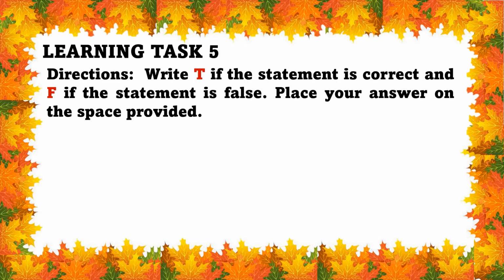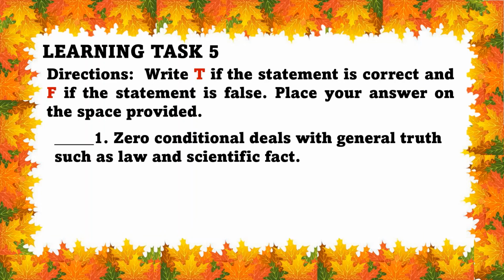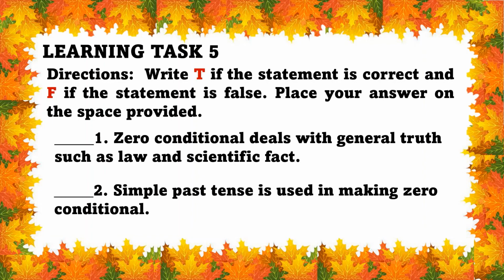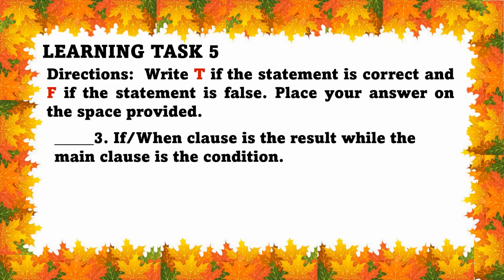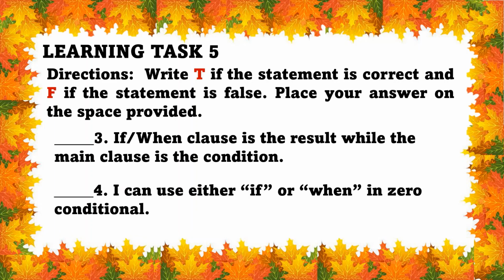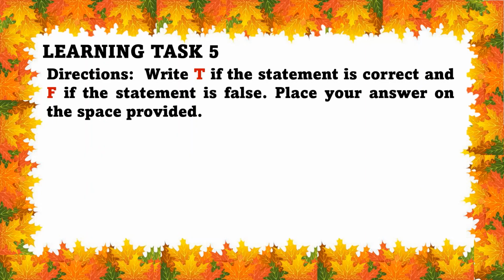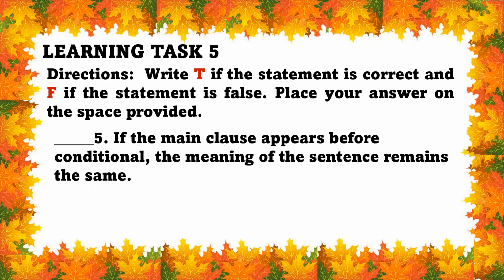So what you are going to do is write T if the statement is correct, and F if the statement is false. Place your answer on the space provided. Number 1. Zero conditional deals with general truths such as law and scientific fact. Number 2. Simple past tense is used in making zero conditional. Number 3. If or when clause is the result, while the main clause is the condition. Number 4. I can use either if or when in zero conditional. And number 5. If the main clause appears before the conditional, the meaning of the sentence remains the same.